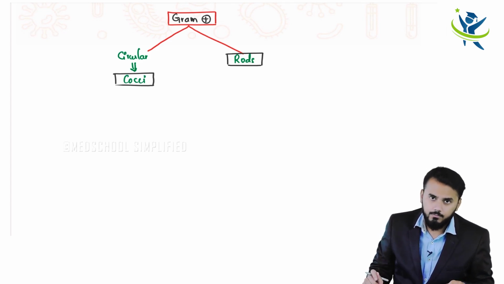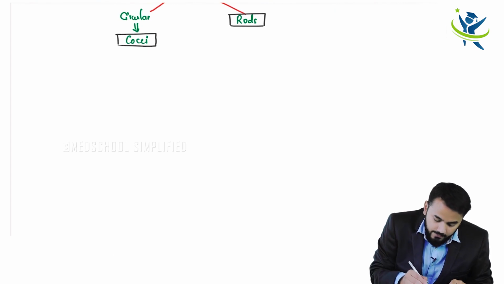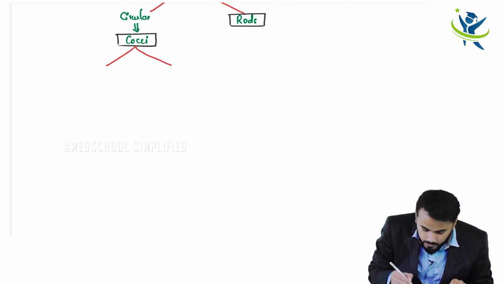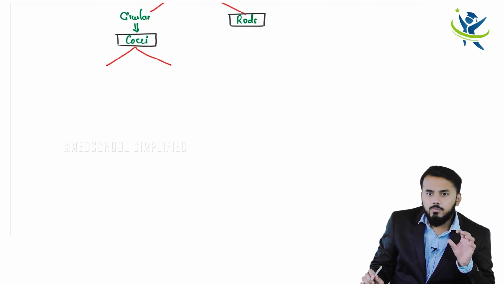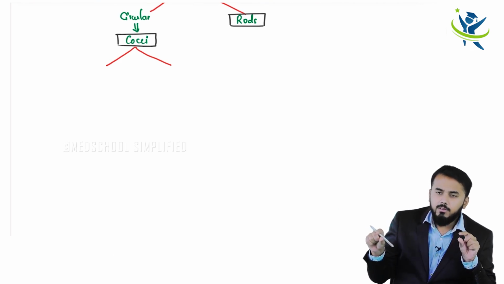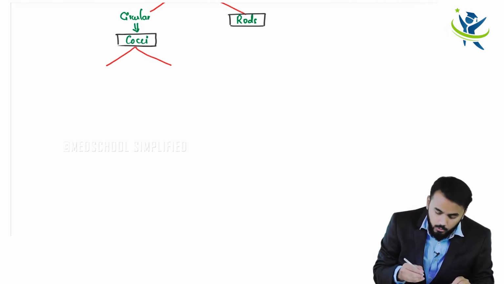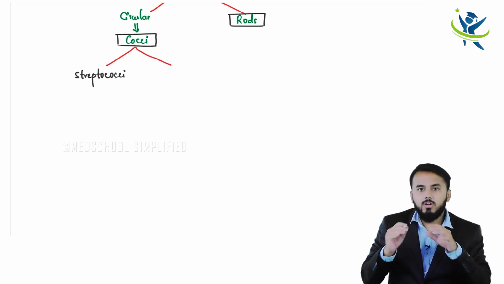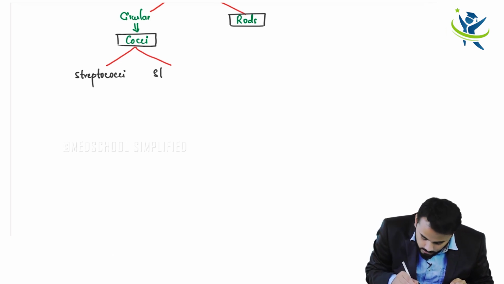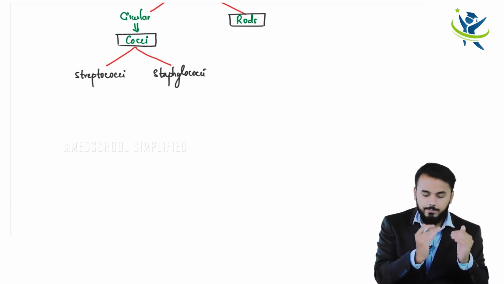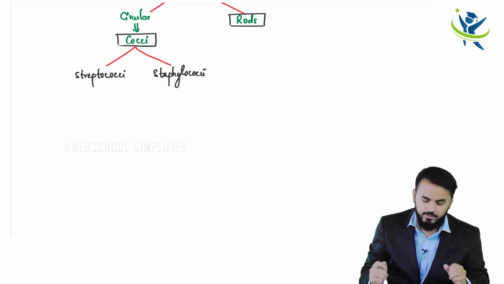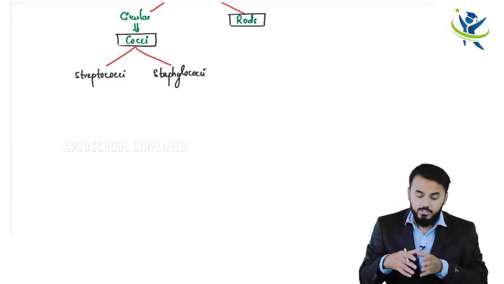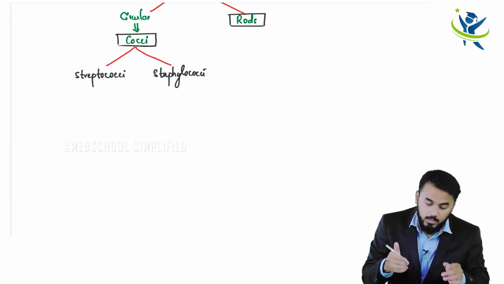When it comes to cocci, there are two types. Some of these cocci are found in the form of a chain, so they are called streptococci. Some of them are found in clusters, like a grape shape, and they are called staphylococci. So one is streptococci and the other is staphylococci. We shall not go into detail about the cocci; we shall go into detail about the rods.